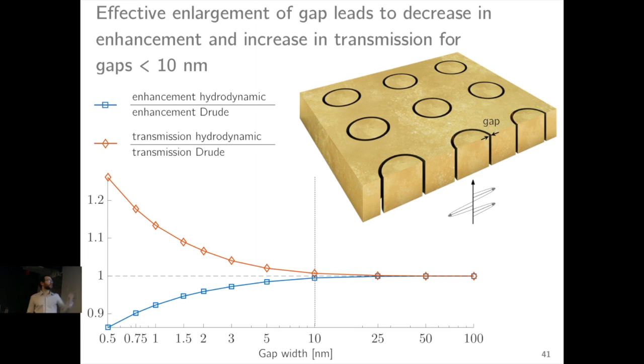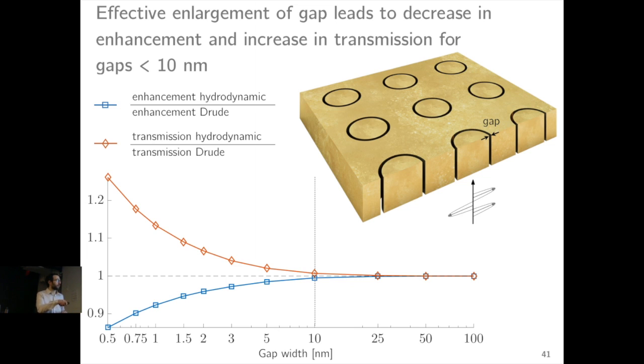That's precisely what I'm showing here. I'm showing the ratios between maximum enhancement and maximum transmission for both models, for this structure, where the gap ranges all the way from 0.5 nanometers up until 100 nanometers. And we can identify two different regimes here.